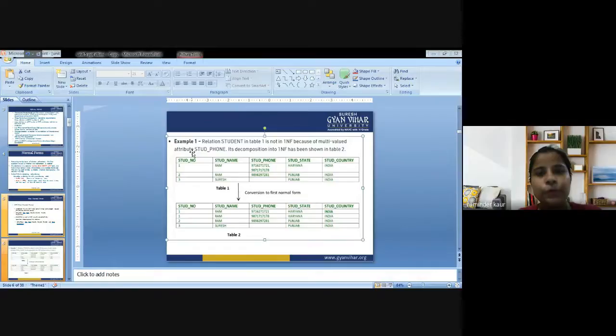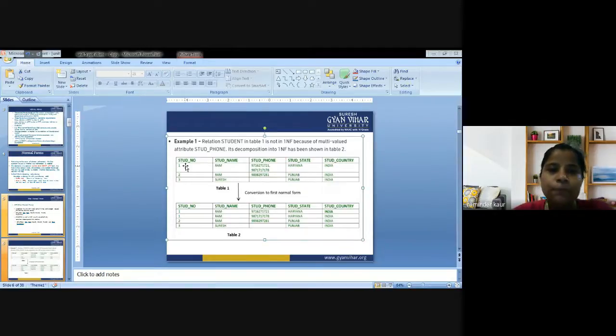Relation student in table number 1. Two tables are given. It is not in 1NF because of the multi-valued attribute student phone number. And its decomposition into 1NF has been shown in table number 2. This table is converted into a table that is holding the condition true for the first normal form.